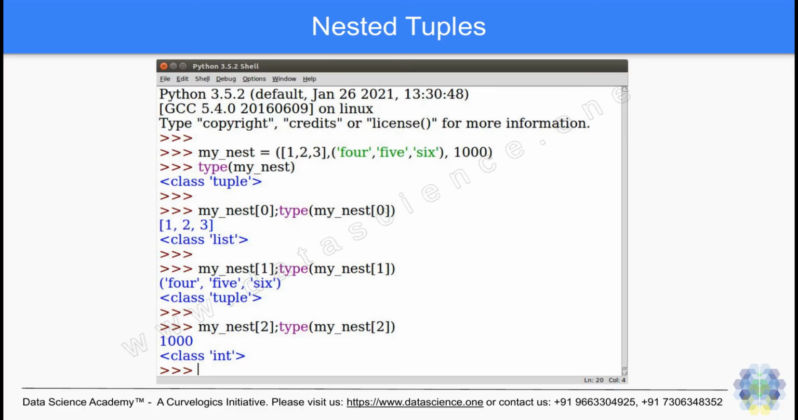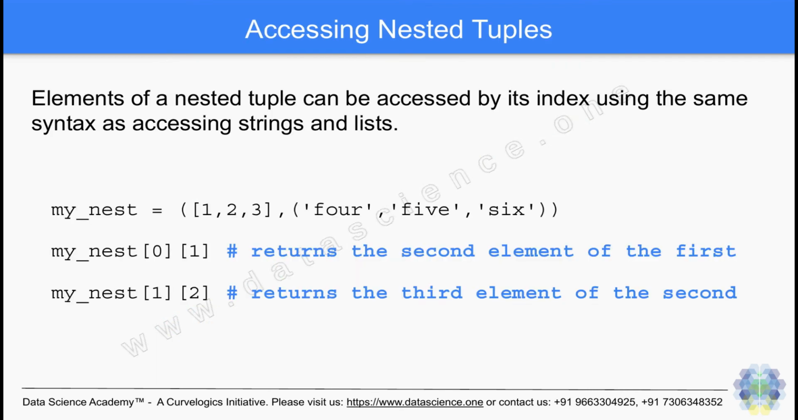To understand nested tuples, we will create a tuple called myNest, with 3 elements. The first element is a list with integers 1, 2, and 3. The second element is another tuple with strings, namely, 4, 5, and 6. The third element is an integer, 1000. Elements of a nested tuple can be accessed by its index using the same syntax as accessing strings and lists, with an additional index notation within square brackets.